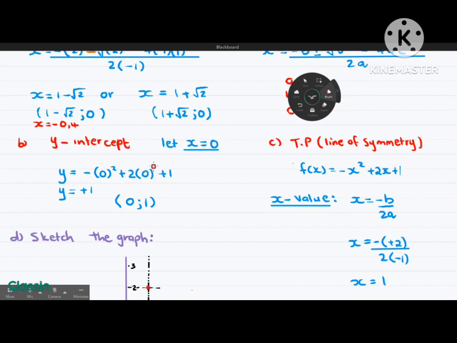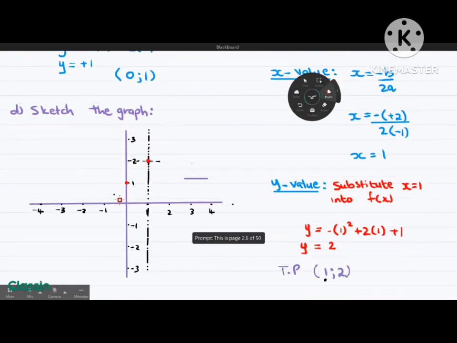0, 4 is nearly half of this side. So it means that our graph will pass somewhere there. And when we do that, this side is going to be 1 plus root of 2, which is 2, 4. And 2, 4 can be somewhere there. So when we draw, we are going to start with the turning point and then connect one arm this side.